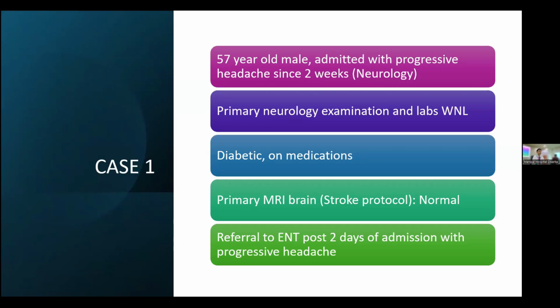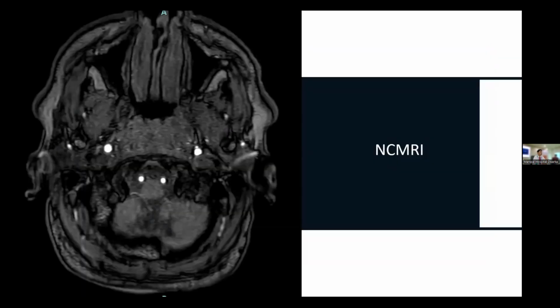Most of our patients are referred from neurology or internal medicine. Some of them we do see in the outpatient as well as primary patients. This is a near 60-year-old male admitted with a progressive headache. This patient came to the ER, obviously was scanned in the ER as well, a primary stroke protocol MRI. Primary examination from the neurology side was clear. Labs were normal except for a diabetic status, which was recent. His MRI brain stroke protocol, which is basically a non-contrast quick MRI, was reported to be normal. And after 2 or I believe 3 days of admission with a progressive headache, he was referred to us as well to rule out if there is any ENT cause for his pathology.